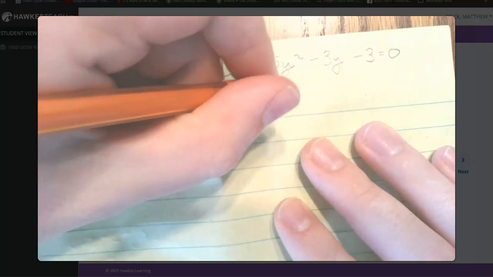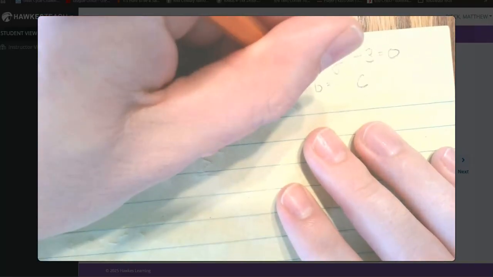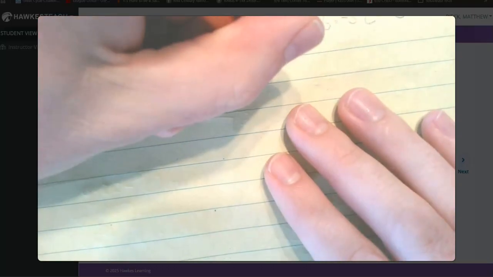All right, so again, we just need to know our ABCs. So again, A is whatever your leading coefficient is. So it's the number in front there. B is going to be your middle coefficient, or whatever is in front of your variable raised to the first power. And C is going to be, again, your constant term, so negative 3 in this case as well.